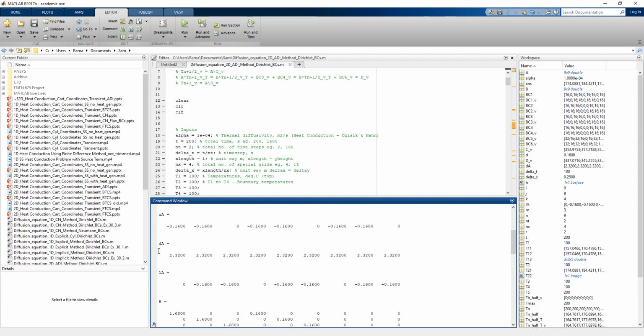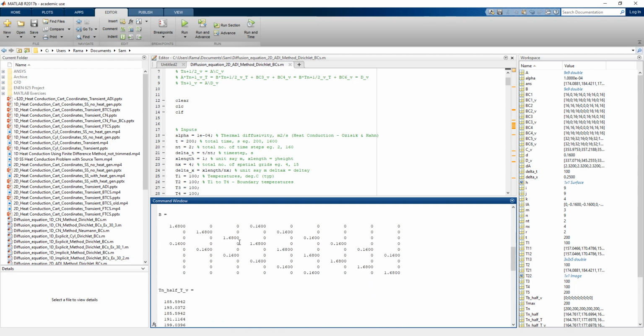UA, DA, and IA are the upper diagonal vector, the diagonal vector, and the lower diagonal vector. These are derived from the A matrix, so we can easily apply this using the Thomas algorithm method. And B is the matrix on the right hand side.